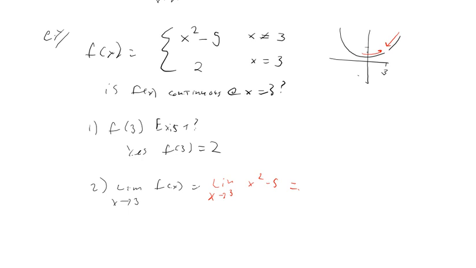What's my limit as x approaches 3 of x squared minus 5? Well, I find my limits by plugging in. So that's going to be 3 squared minus 5. 3 squared is 9. 9 minus 5 is 4. So my function value is 2. The limit as x approaches 3 of f of x equals 4.